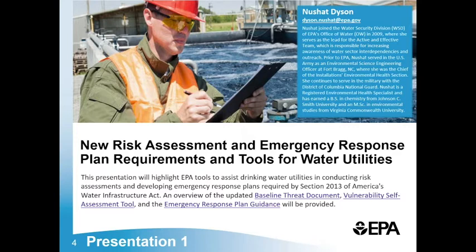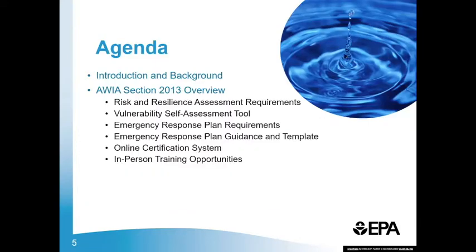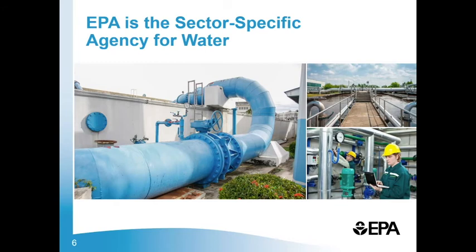So just a little bit of background about the Water Security Division, where this work originates. The Water Security Division serves as a sector-specific agency for the water sector, and that just means that we're the agency that's responsible for ensuring that drinking water and wastewater systems are prepared to respond and recover from all hazards. So we work together with other partners in the water sector to develop tools and resources that will assist systems in improving their resiliency.